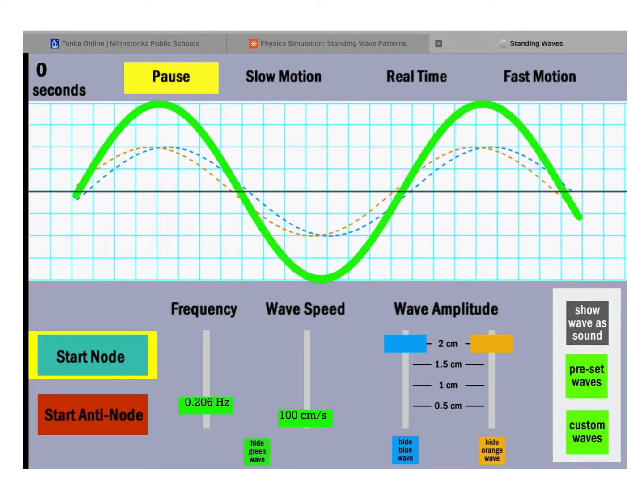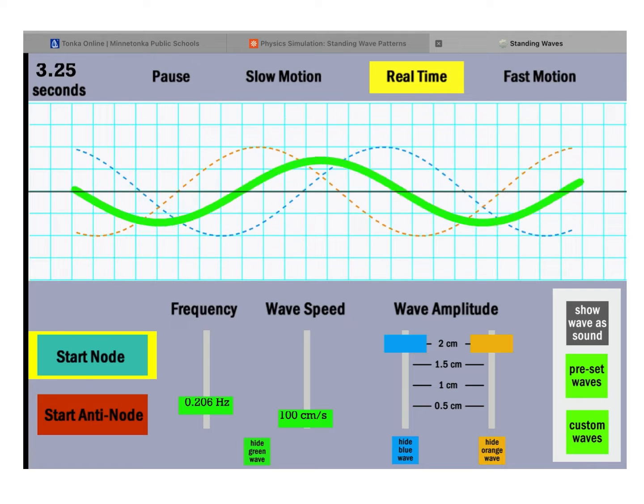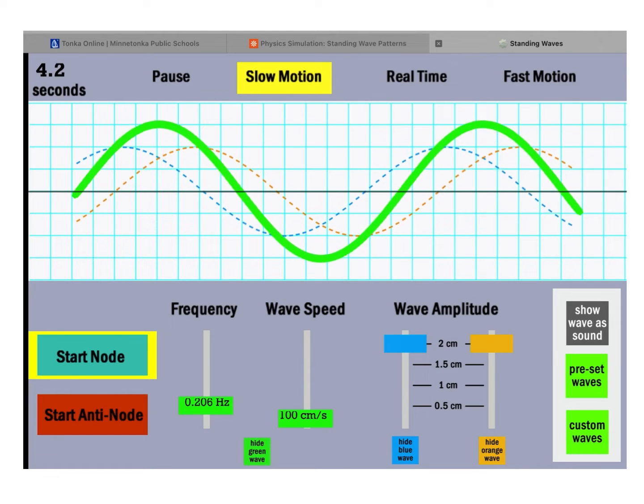If I pause this, you can see where the crest and the crest meet together with the blue and the orange wave. It makes a really big green. That's the standing wave that's bouncing back and forth. Remember, these are always in real time, just the interference of all these waves coming together.